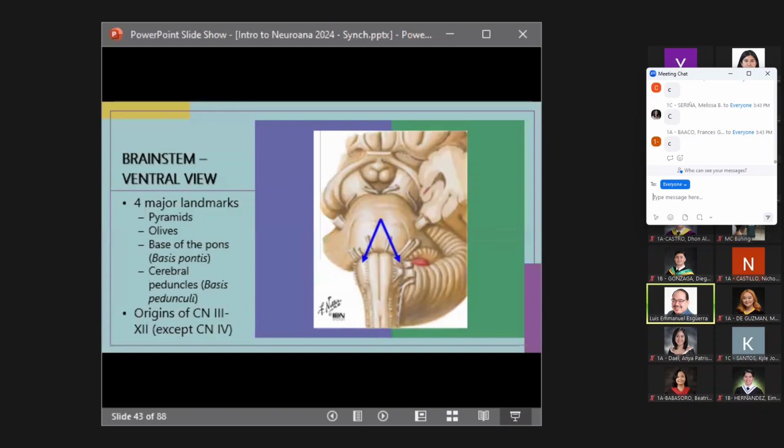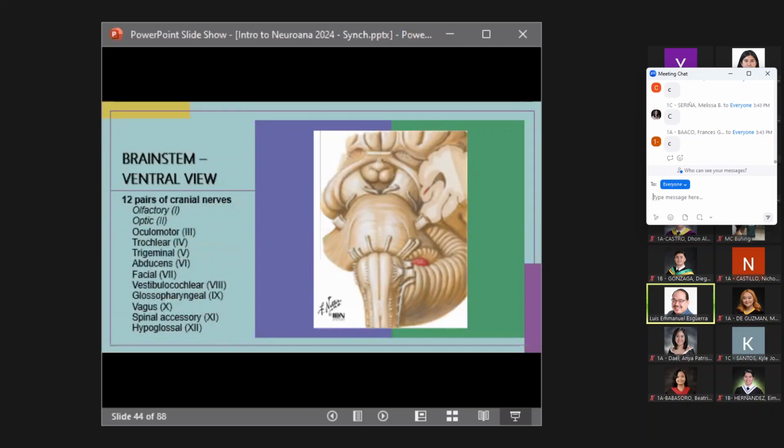Magkakamali kayo with regard to the dorsal columns in this, but this is more short, and also you have to look at the other features, no, to rule it out. So the big one here is the base of the pons. No? So there are no other features. It's just smooth. And then the cerebral peduncles instead of the colliculi are there. Plus the exits or the origins of the different cranial nerves.